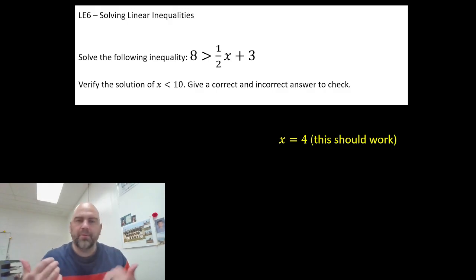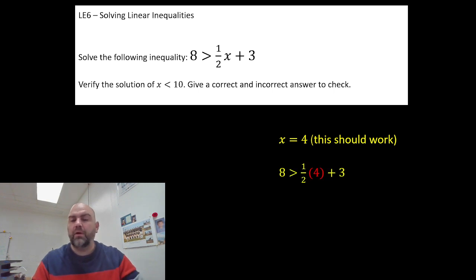Okay, it's a random number. You could have used really anything less than 10. You could use 9.9. You could use -100. I'm going to use 4 as it's less than 10. Okay, this number should work for this inequality. Let's plug it into our inequality here. So we're going to plug it in for x. So instead of x, now we know what our number is, or we're giving a number that should work.